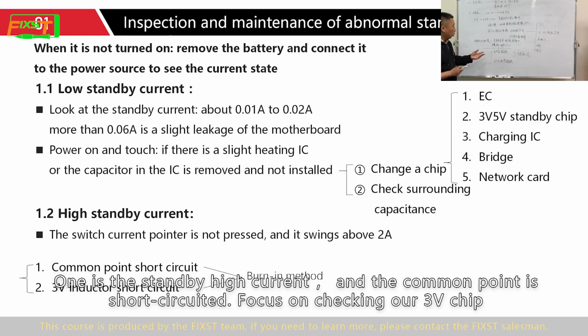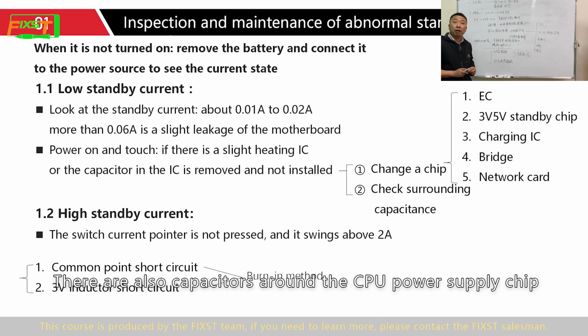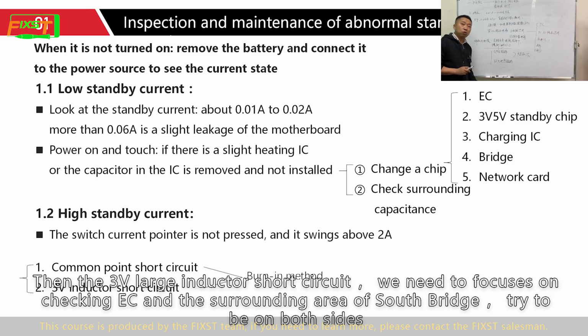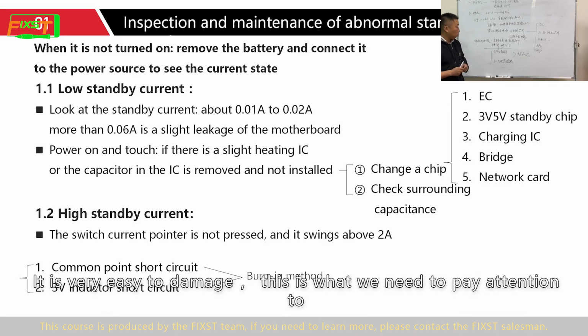Once the standby current is high and the common point is short-circuited, focus on checking the 3 volt chip. There are also capacitors around the CPU power supply chip. Then for the 3 volt large inductor short circuit, we need to focus on checking the EC and the surrounding area of the south bridge. Both sides are very easy to damage. This is what we need to pay attention to.